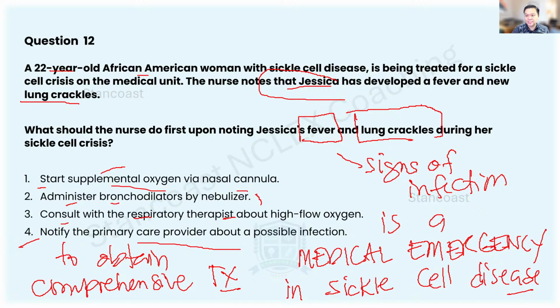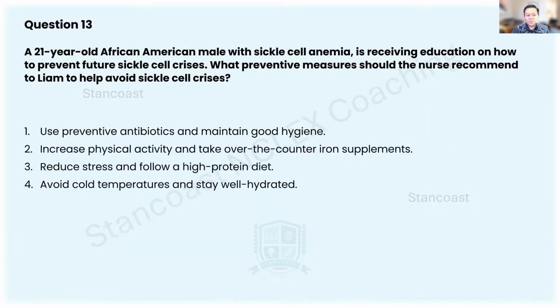It's very crucial, guys. Number 13. A 21-year-old African-American male with sickle cell anemia is receiving education on how to prevent future sickle cell crisis. What preventive measures should the nurse recommend to Liam, who is the patient, to help avoid a sickle cell crisis? Again, I forgot to remove the name. Is it 1, use preventive antibiotics and maintain good hygiene? 2, increase physical activity and take over-the-counter iron supplements? 3, reduce stress and follow a high-protein diet? And 4, avoid cold temperatures and stay well hydrated.